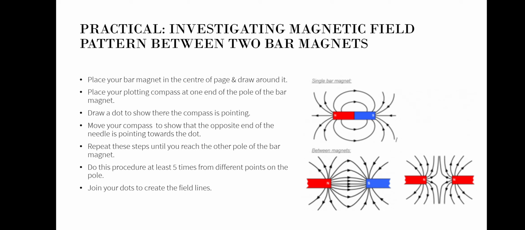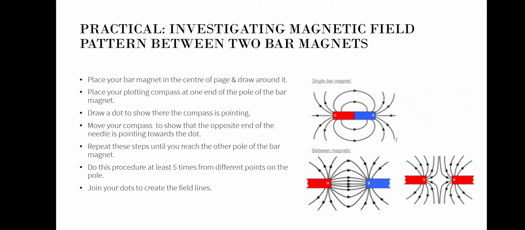Next up we have the practical about investigating magnetic field pattern between two bar magnets. Now for this you need to place your bar magnet at the center of your page and draw around it. Then place your plotting compass at one pole of the bar magnet. Then draw a dot to show where the compass is pointing. Then move your compass so that the opposite end of the needle is pointing towards the dot. Repeat these steps until you reach the other pole of the bar magnet. Then do this procedure at least 5 times from different points on the pole, and finally you'll have to join your dots to create the field lines.